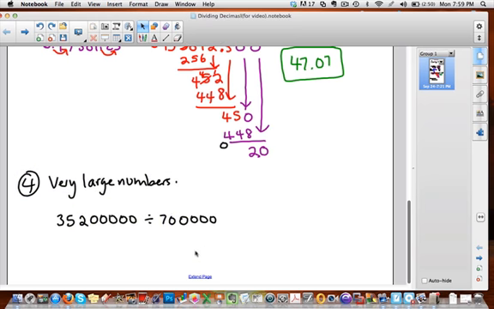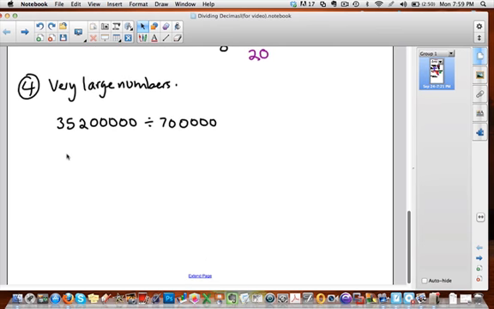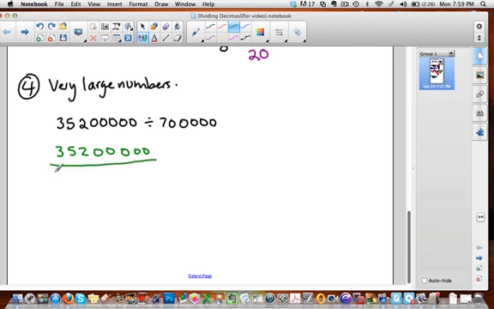Okay, what about very large numbers? Similar idea. But look at this. We can make life a little easier. 1, 2, 3, 4, 5 zeros. 7, 1, 2, 3, 5 zeros. What happens if I divide by 10? If I divide by 10, I move the decimal once to the left.